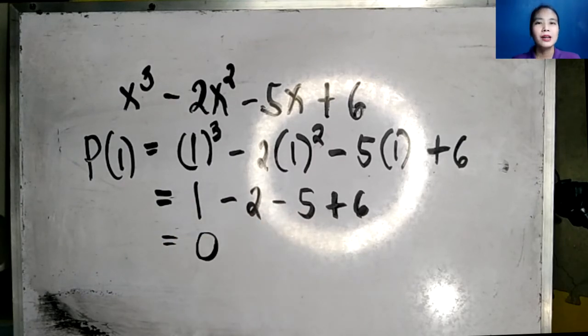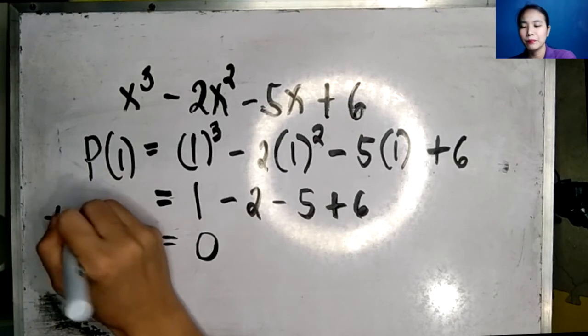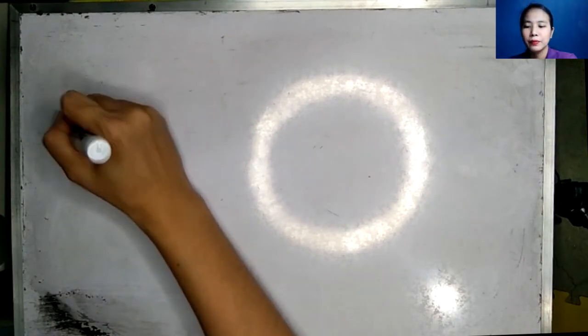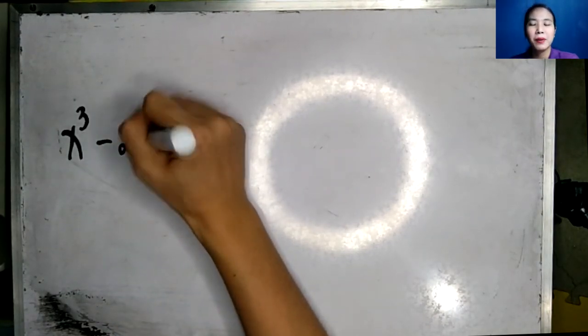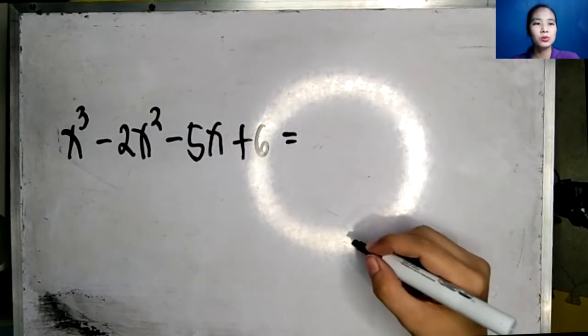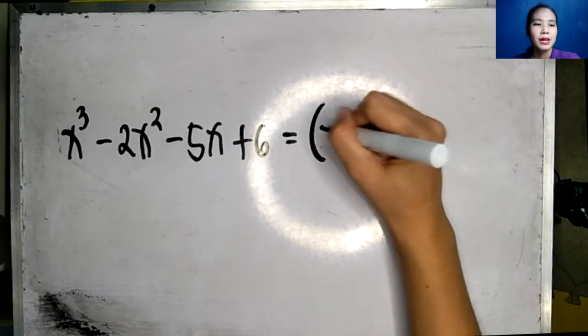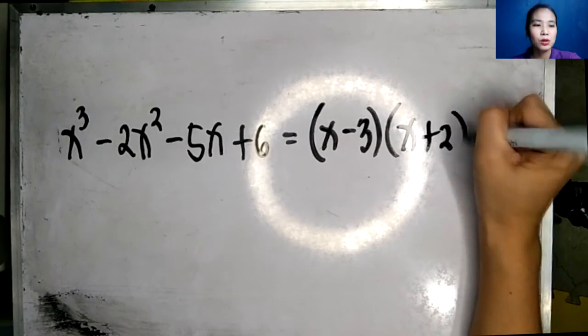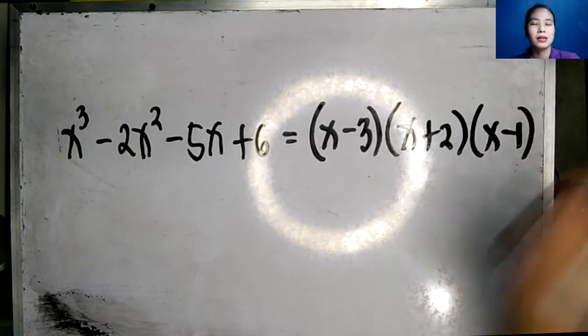Since the remainder is also equal to 0, our value ng x, which is 1, as converted into factor as x minus 1, we can say that x minus 1 is a factor of the given polynomial. So ang ating given, x cubed minus 2x squared minus 5x plus 6 is equal to the given factors a while ago, x minus 3 times x plus 2 times x minus 1.